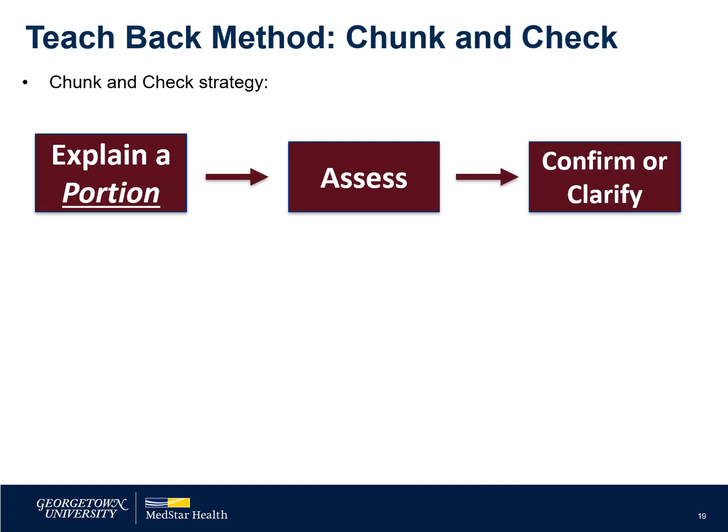The final step is the confirm or clarify step. In this step, the study team member will determine the level of subject understanding. If the subject is having trouble answering questions, then the study team member will clarify the information and go back to the explain step to begin the process again until the subject can demonstrate understanding. If the subject understands the portion discussed, the study team member will repeat the process for the next portion, or chunk, of the informed consent form.